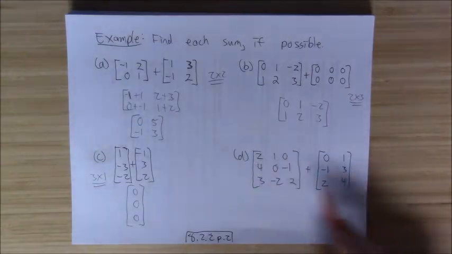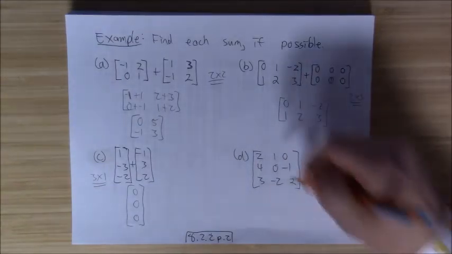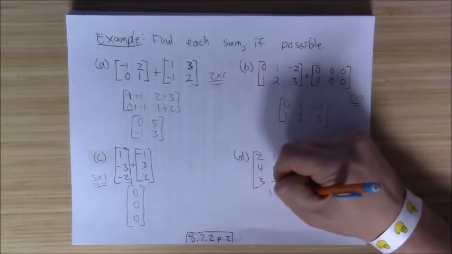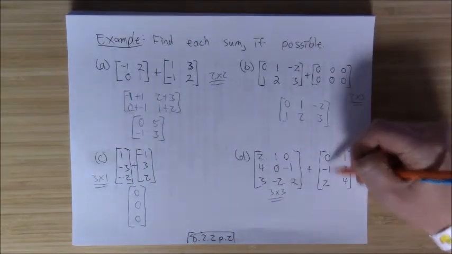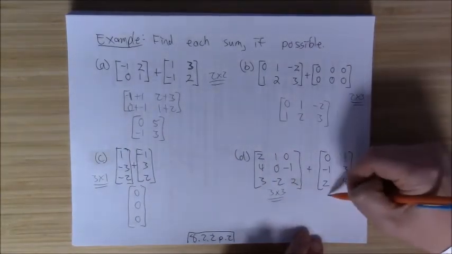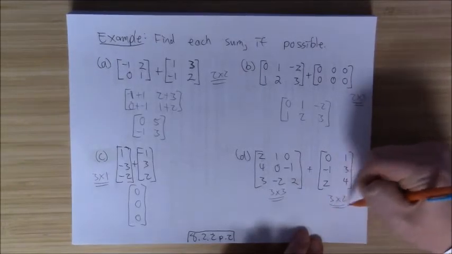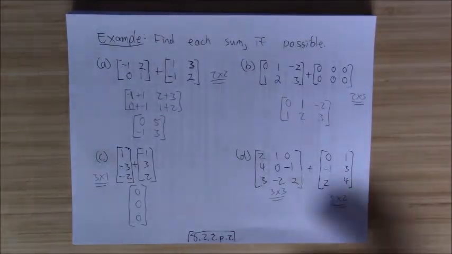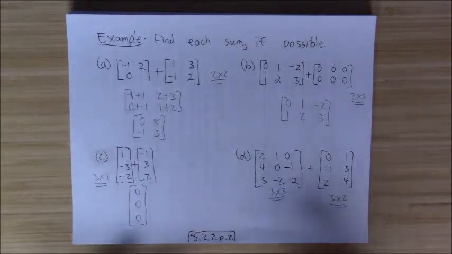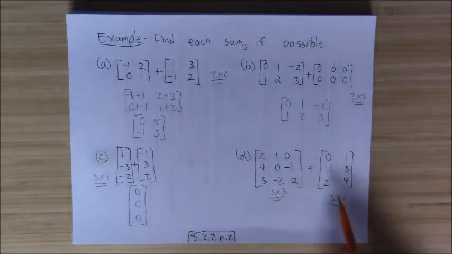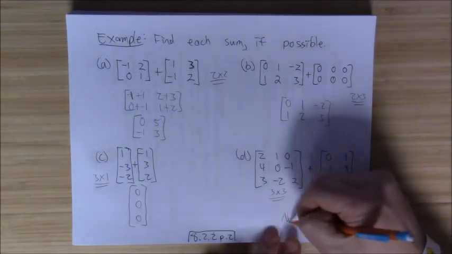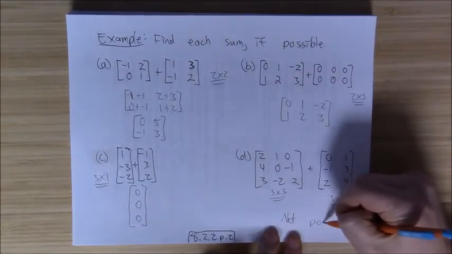Finally, here we cannot add these two, and that's because they are actually of different dimensions. This is a 3 by 3 matrix, whereas this is a 3 by 2 matrix. And as we saw in the last slide, when you have two matrices whose dimensions are different, then their sum is undefined. So this addition is not possible.